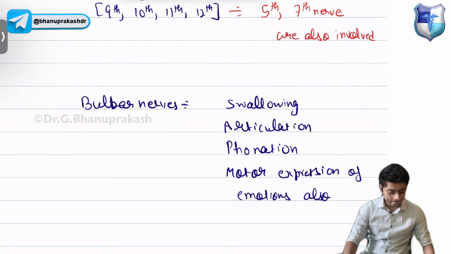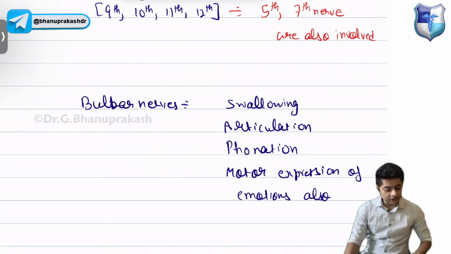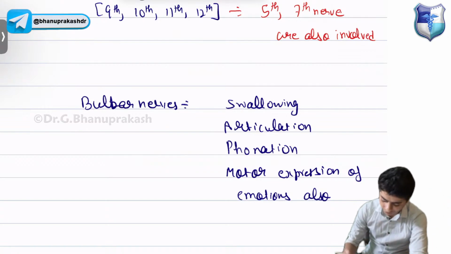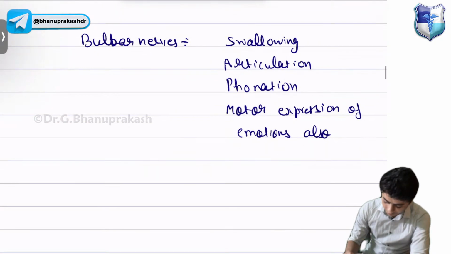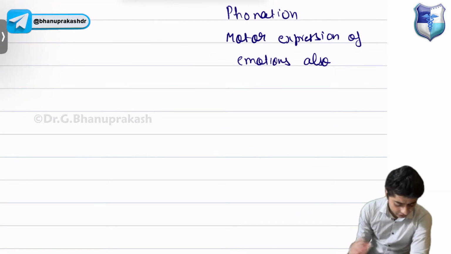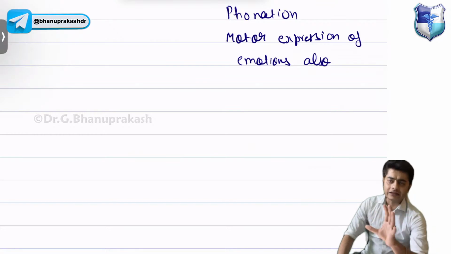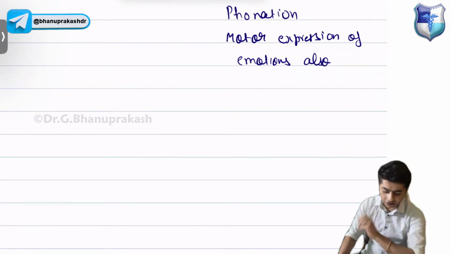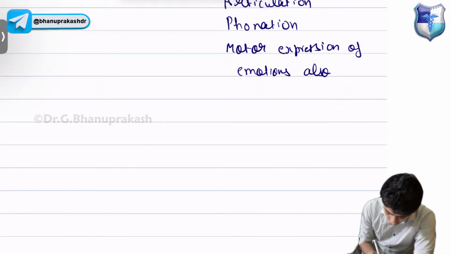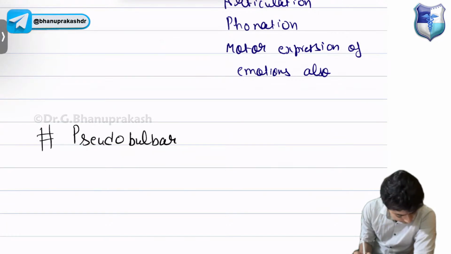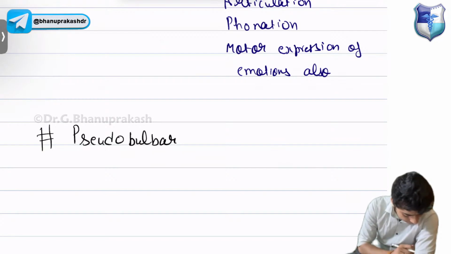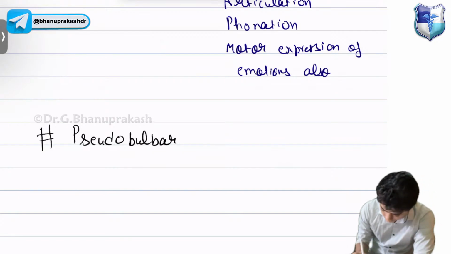That goes through medulla, spinal, glossopharyngeal, trigeminal. Okay. Now we have understood about bulbar palsy, that it affects the bulbar nerves. Now there is also a term known as pseudo bulbar palsy.